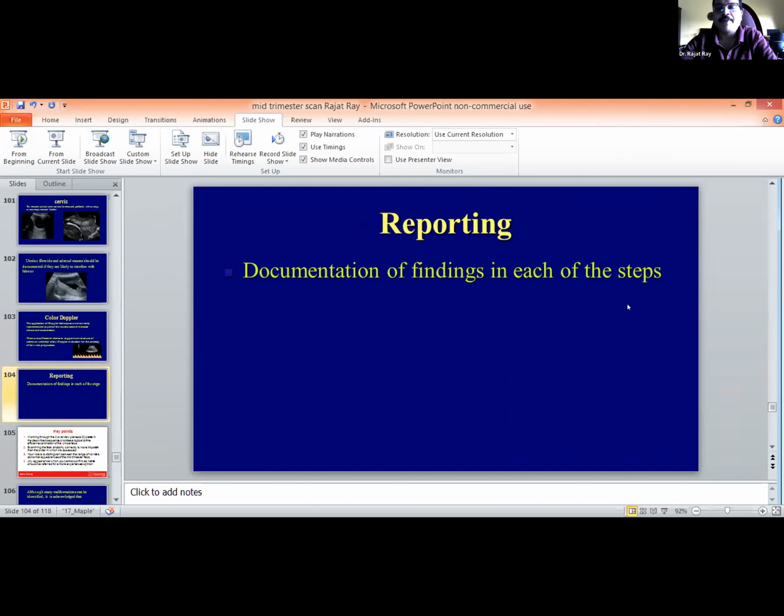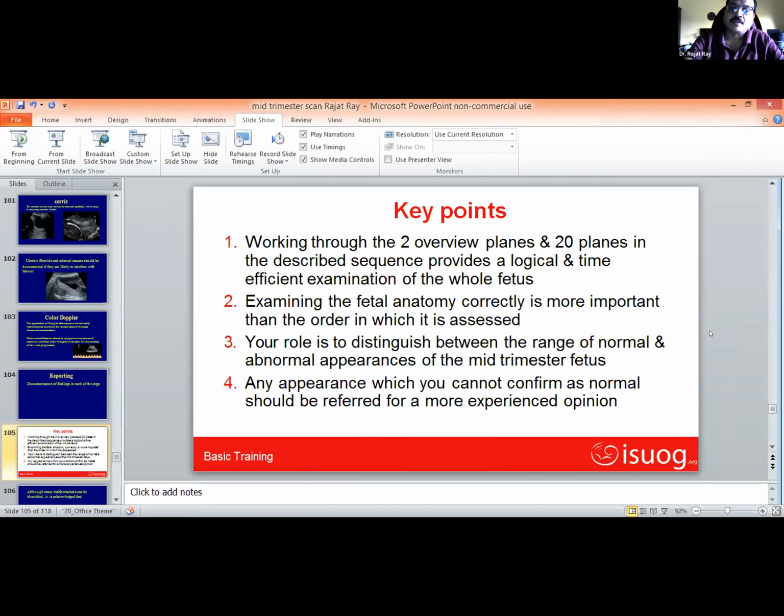Reporting documentation of findings in each step should be taken to give a customized report. So the key points are working through the 2 overview planes and 20 planes in the described sequence provides a logical, time-efficient examination of the whole fetus. Examining the fetal anatomy correctly is more important than the order in which it is assessed. That means you need not go in order.